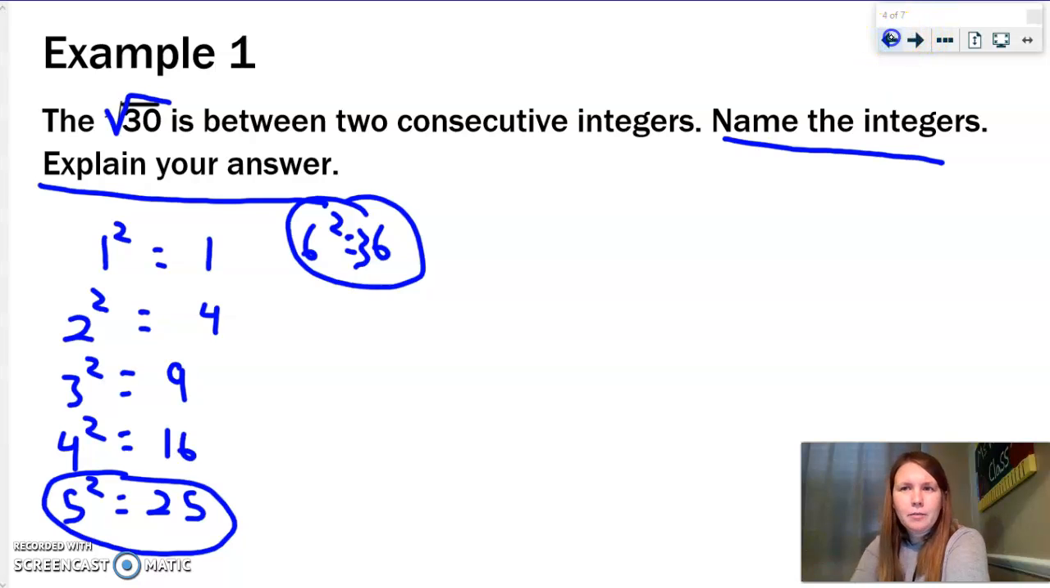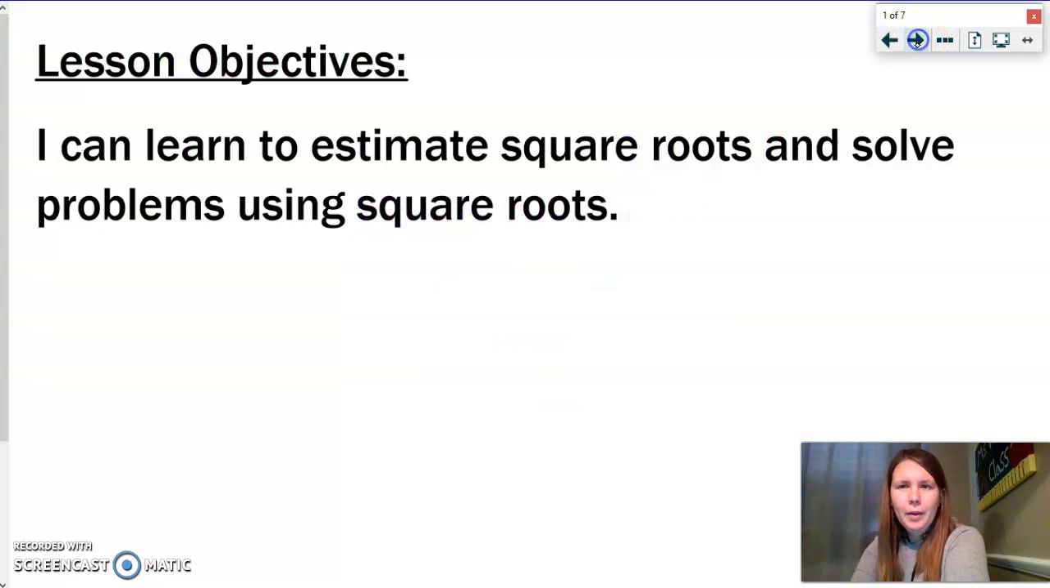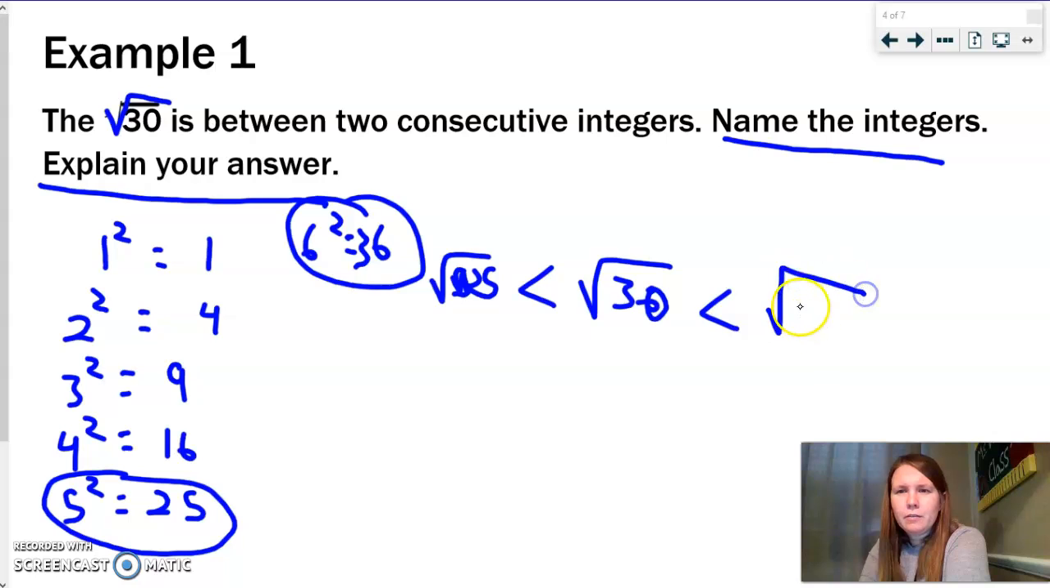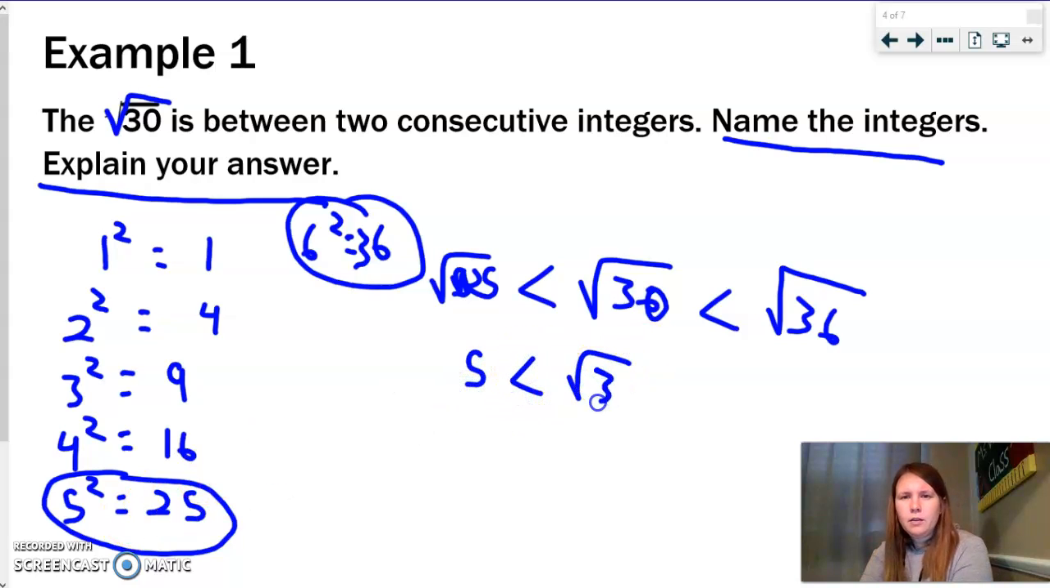It's very similar to that first problem on that page, actually. What they're saying is that the square root of 30 is going to be greater than the square root of 25, but it's also going to be less than the square root of 36. Remember, the square root of 25 is 5, because 5 squared is 25. We don't know the square root of 30 off the top of my head. And then the square root of 36 is 6. All they wanted me to do was name the integers that it's in between. So I'm going to say 5 and 6.